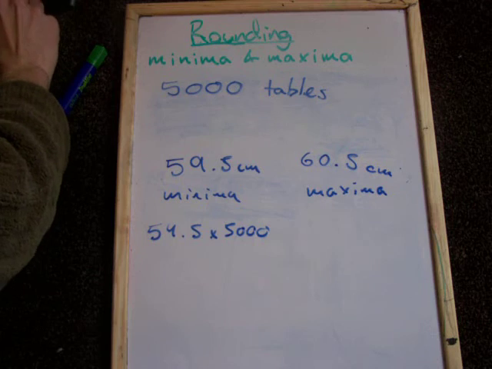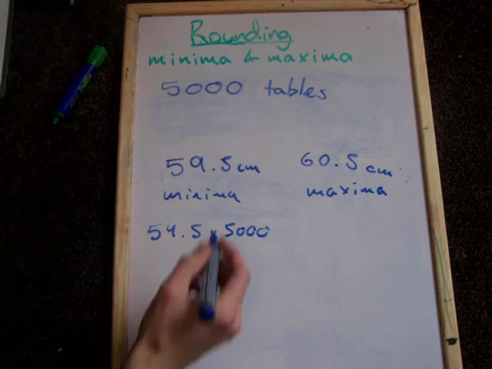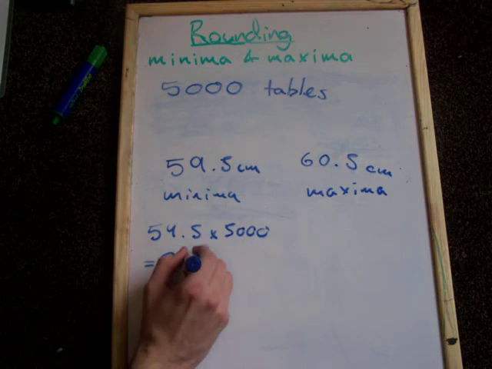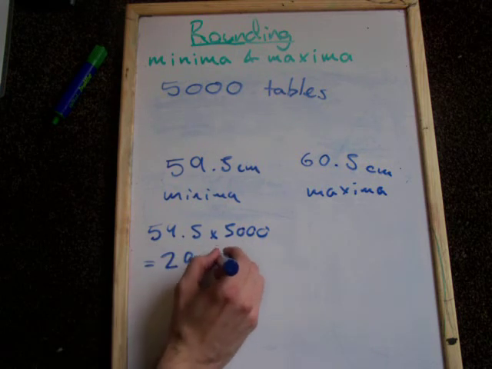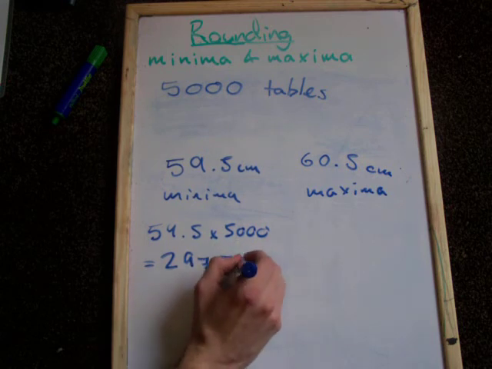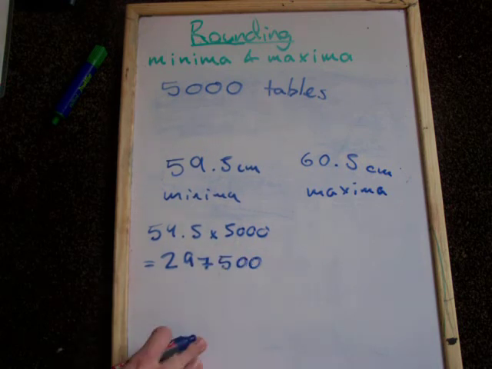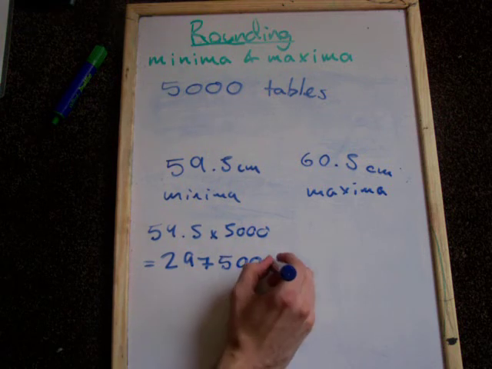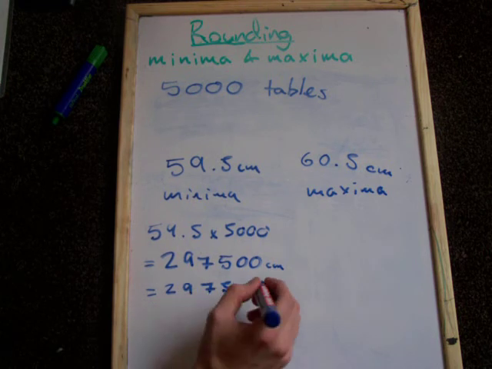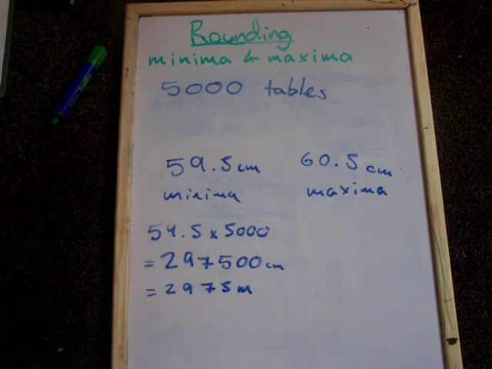59.5 times 5,000. Okay, that is going to equal, when you cancel it down, 297,500, so 297,500 centimetres of table, or wood in this case, which is the same as saying 2,975 metres. Okay, so 2,975 metres. What's the maximum possible wood that's needed?